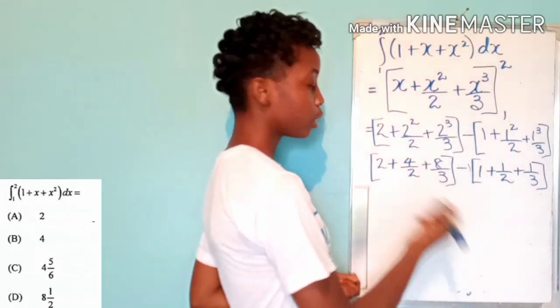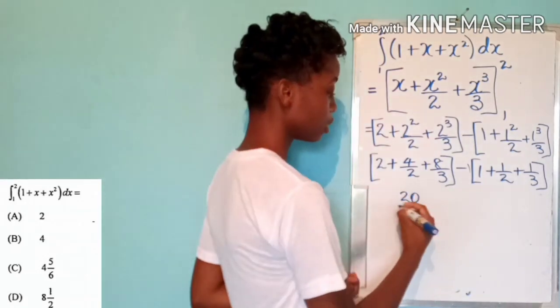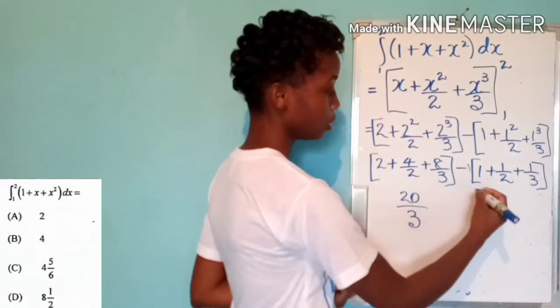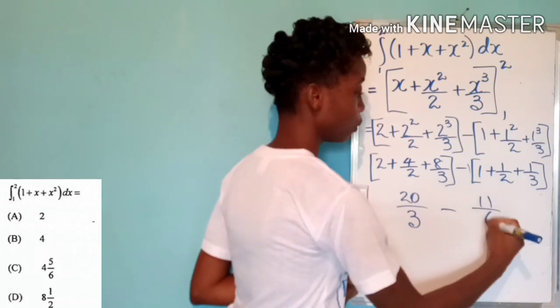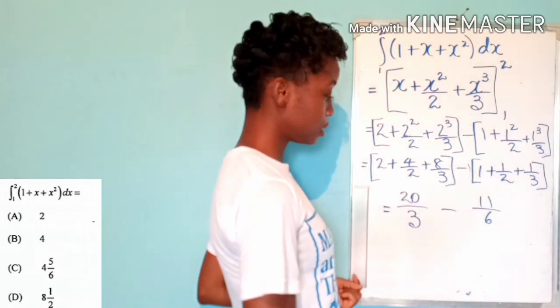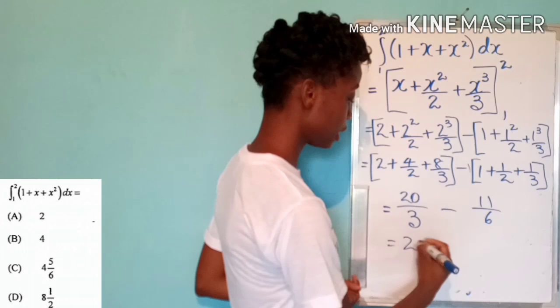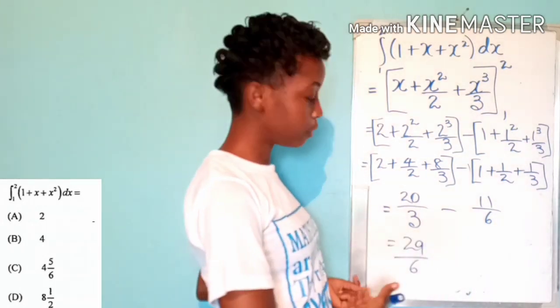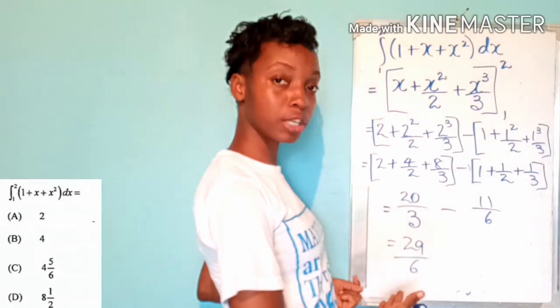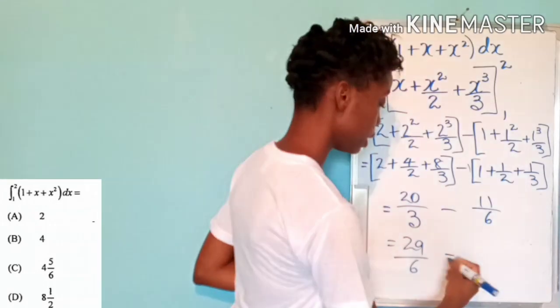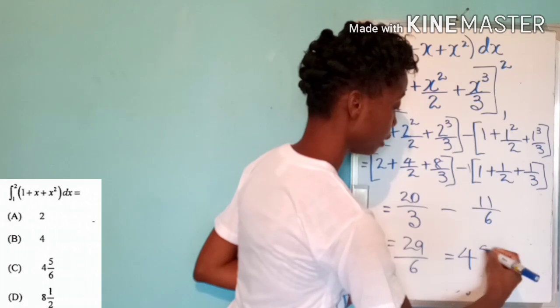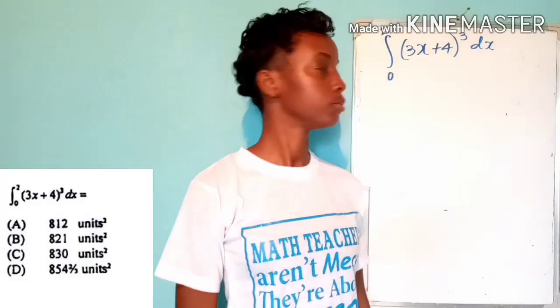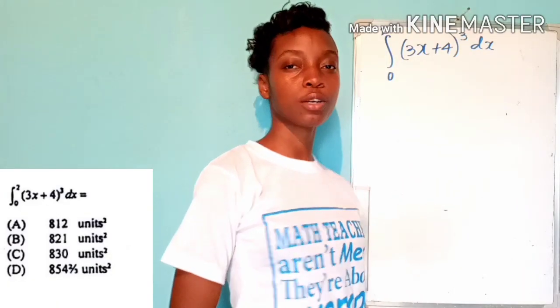So if you choose to work out this bracket first, we will get a result of 20 over 3 subtracting 11 over 6. And when you are through working this out, you should end up with 29 over 6. None of your answers look like this, but if you convert this from an improper fraction to a mixed number, then you should get 4 and 5 over 6. We will do the same for our second question.